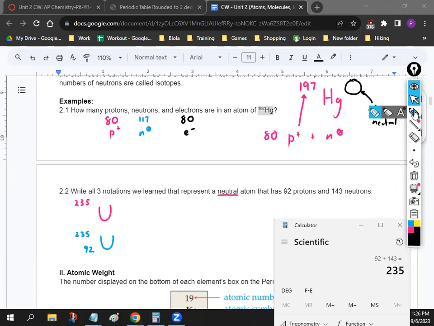Alrighty, and then the last way, you just write the full name. So uranium, it's named after my favorite planet, and then it's dash 235. Okay, so that's the third way.